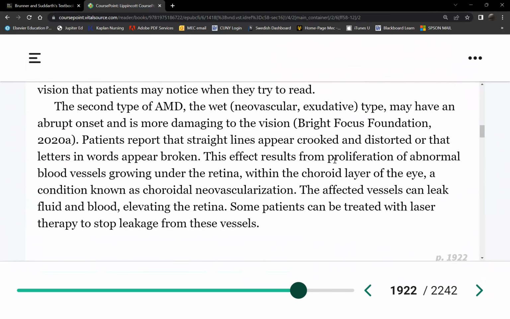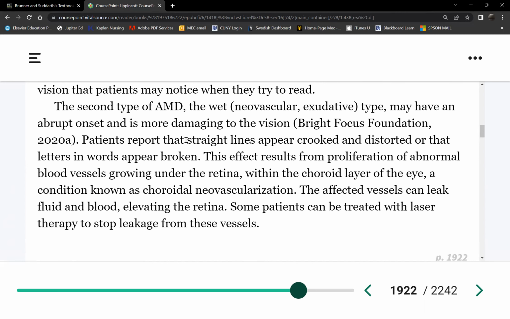However, this one is treatable. Hey, you can treat this. Unlike dry macular degeneration, you can preserve whatever remaining vision you have. So what causes the wet type of macular degeneration? I'm not saying it's cancer, but it's kind of like cancer, because cancer does what?